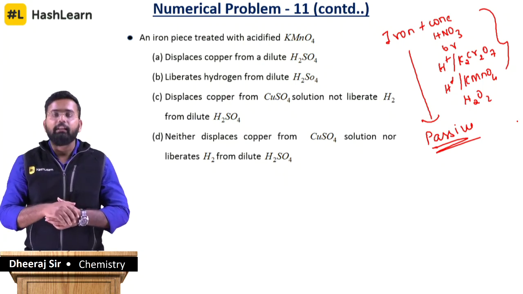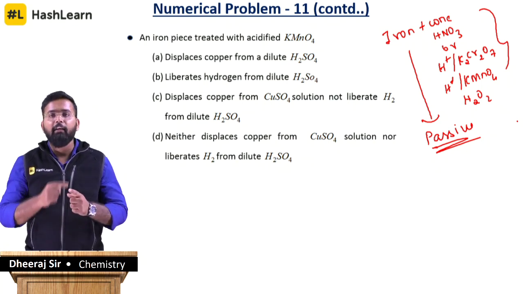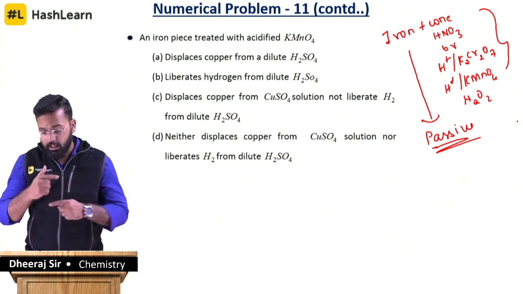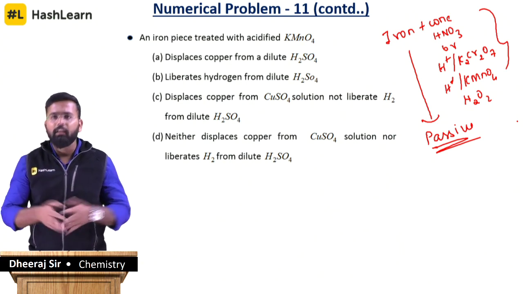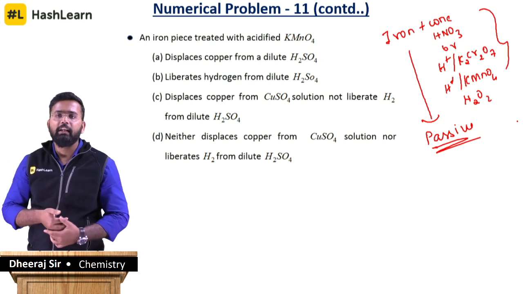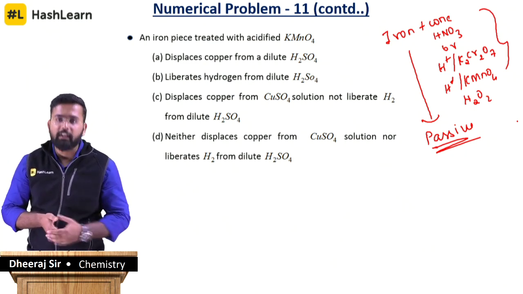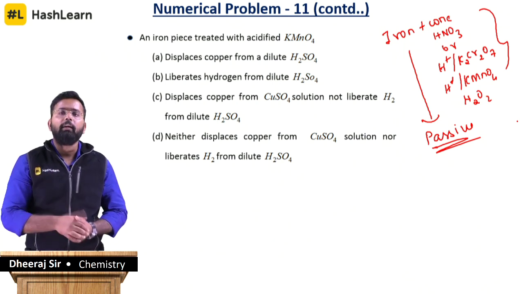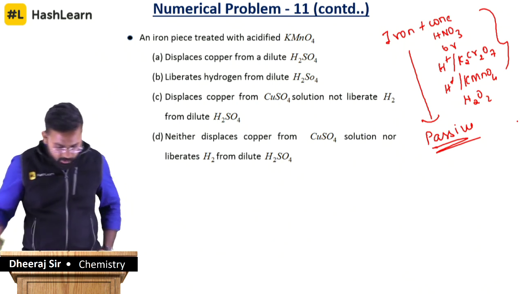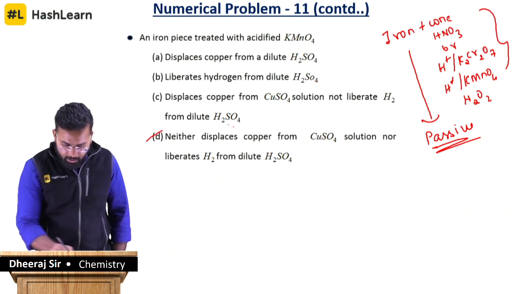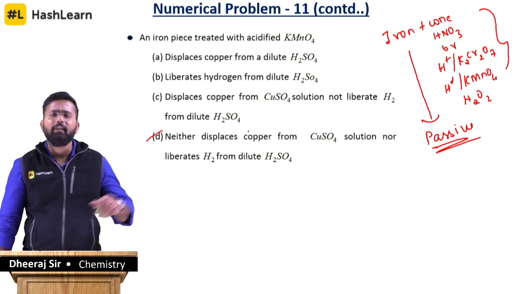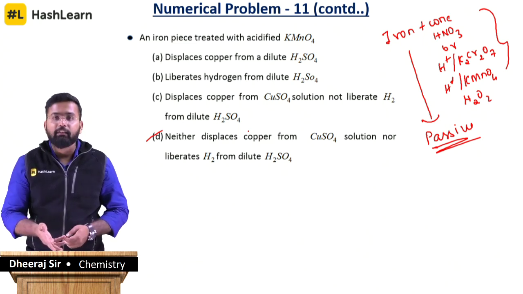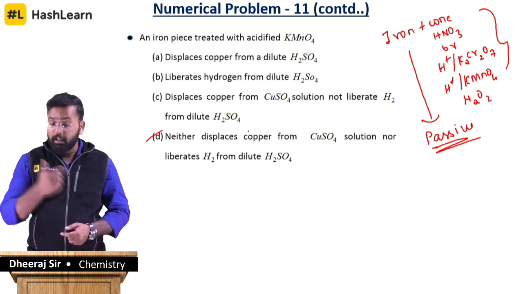Iron becomes passive due to a layer of oxide or the respective insoluble precipitate or insoluble compound getting formed on the iron surface. So once an insoluble precipitate is forming a completely covered surface on iron, iron cannot come in contact with any of these chemicals. So it will neither be able to displace copper nor will it be able to liberate hydrogen. So the answer is option D, because the iron which we are dissolving is not even coming in contact with these things. Why? Because it is forming an insoluble layer.